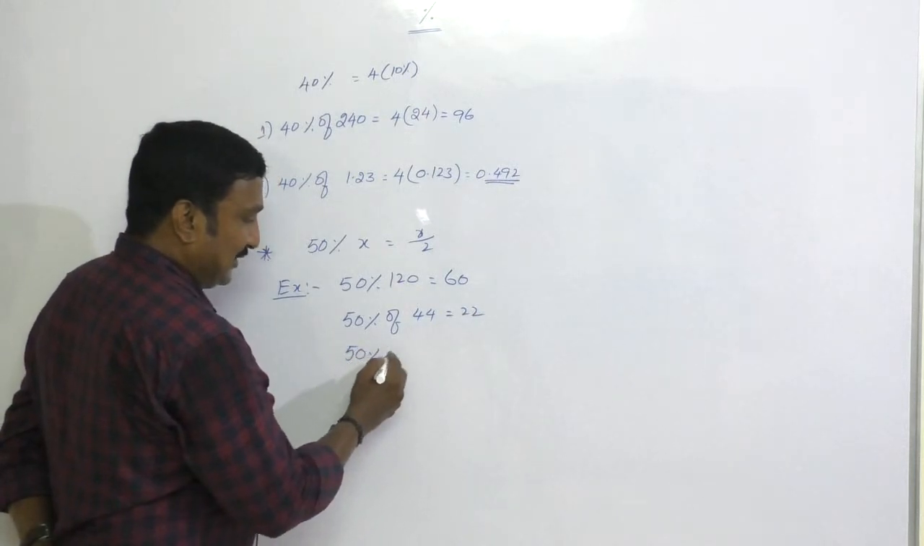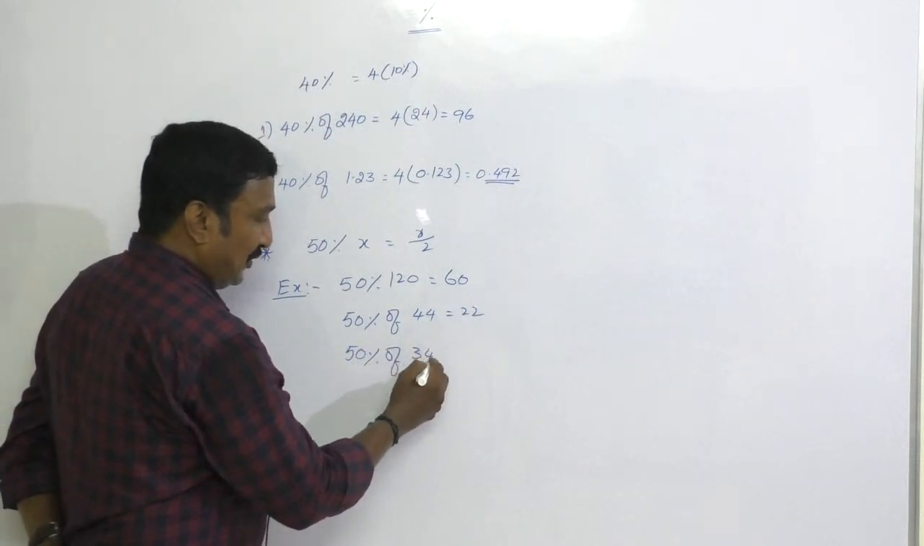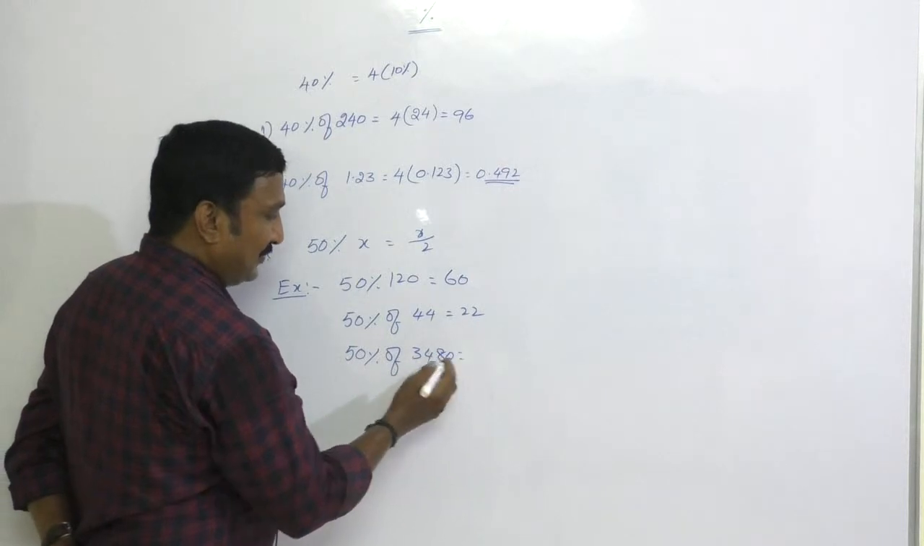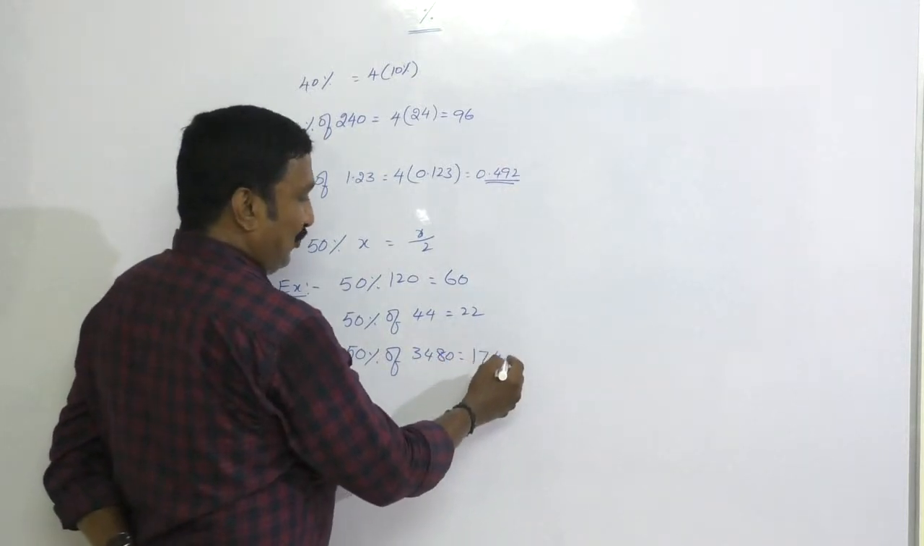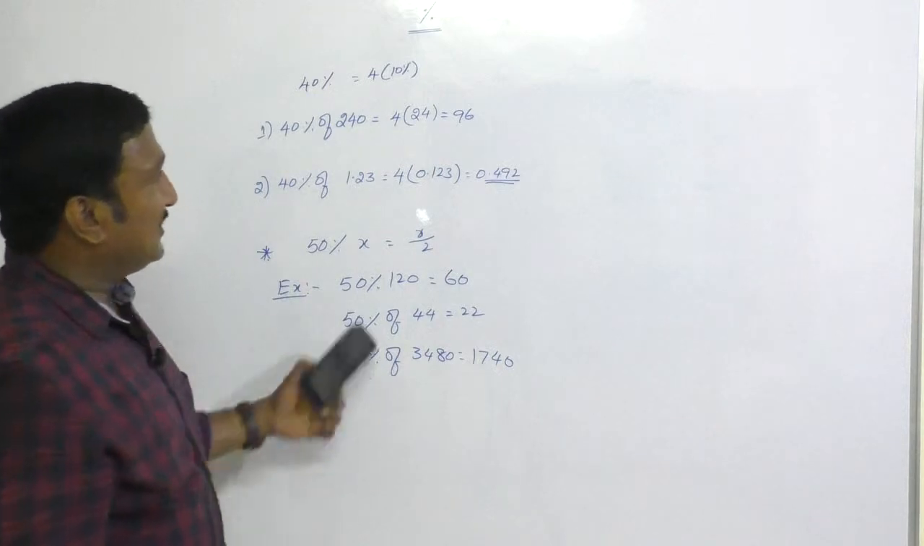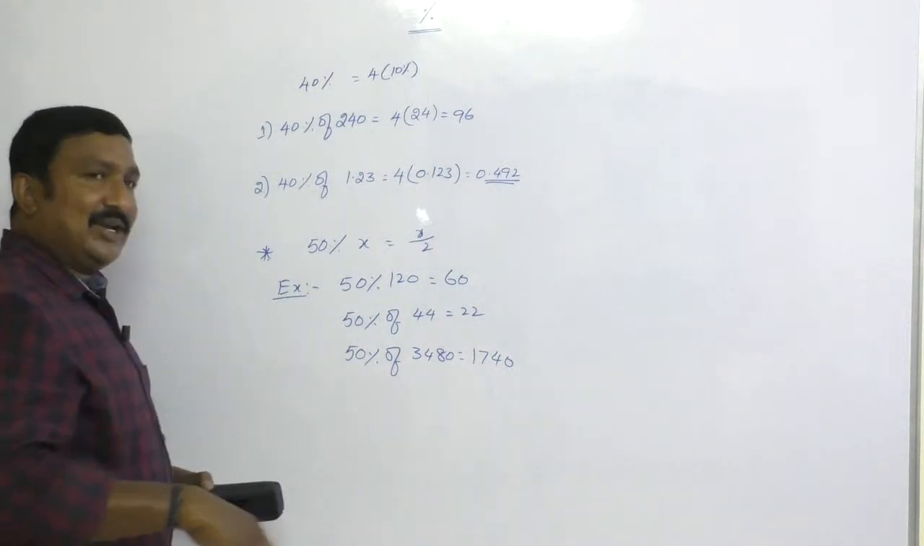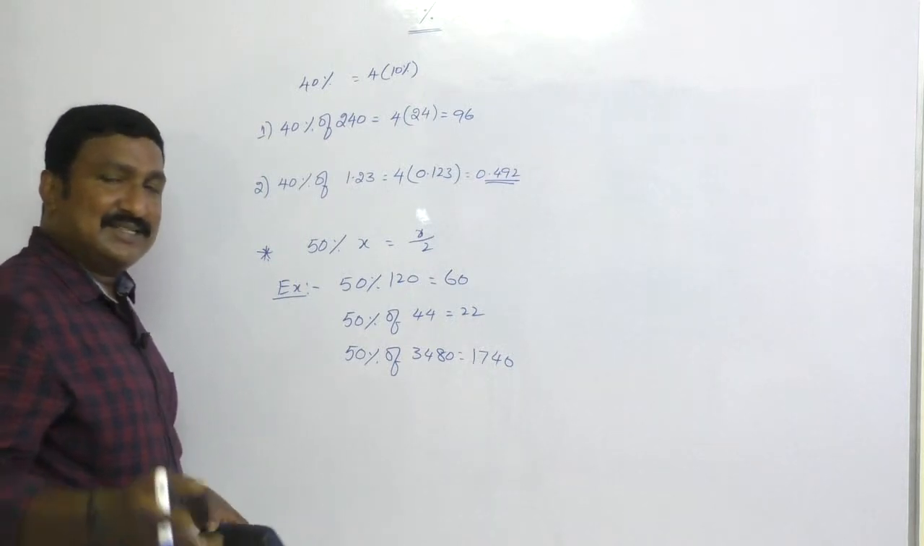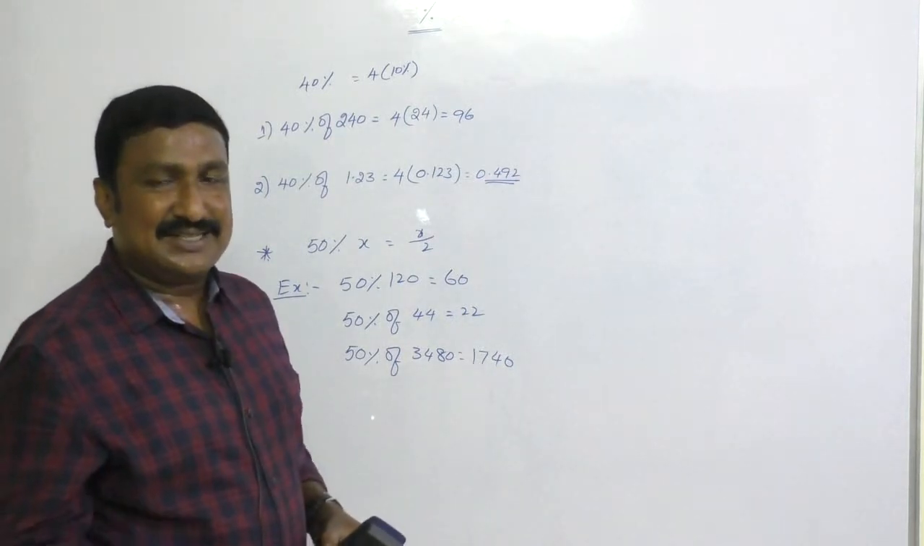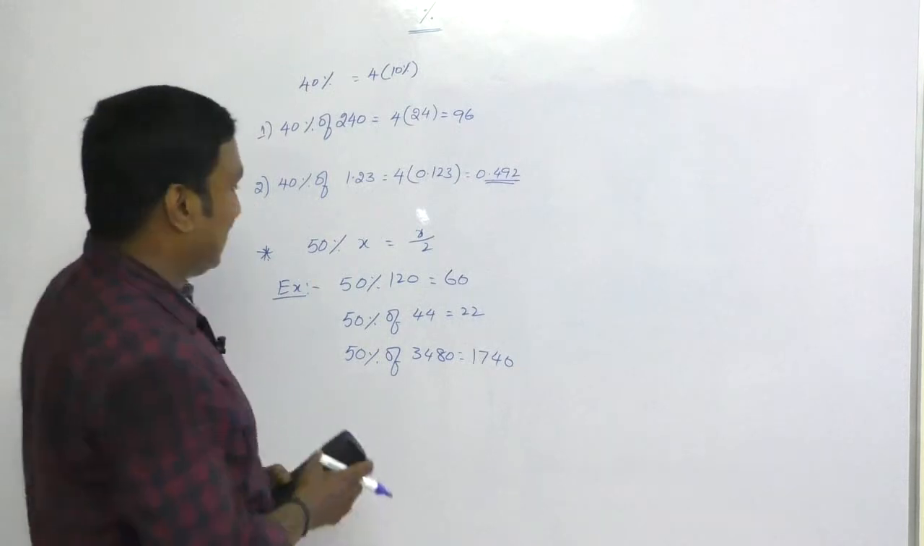Similarly 50% of 3480 is nothing but half of this number, which is equal to 1740. So always 50% is nothing but half of the number. So once you know the 50%, then you can calculate the above 50% like 60%, 70%, 80%, 90%.